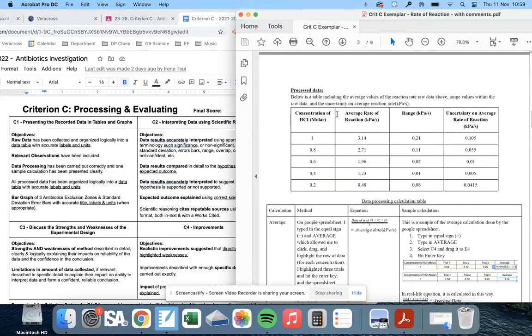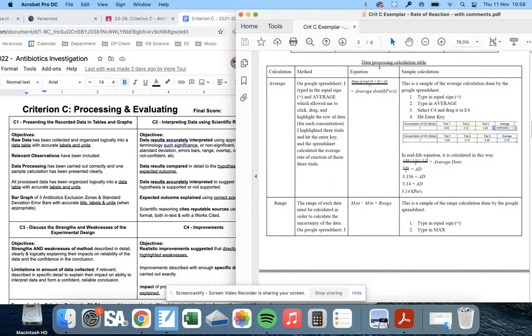So in here, they've included, again, those independent variable values, the different concentrations they tested. Then they've included all the average values that they calculated. And in this lab, they also calculated something called uncertainty. And so they've included all of the uncertainty values that they calculated here. So this kind of summarizes all of the final calculated values that will show up in the graph.